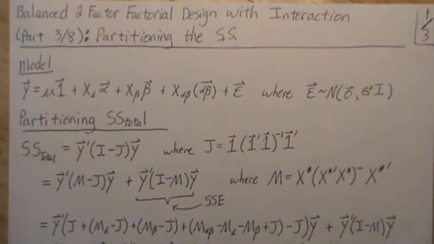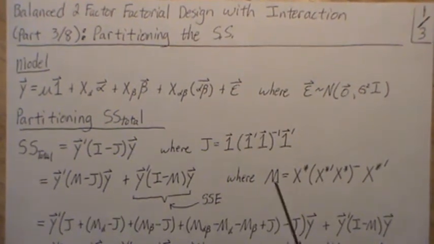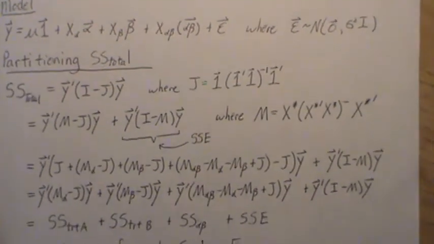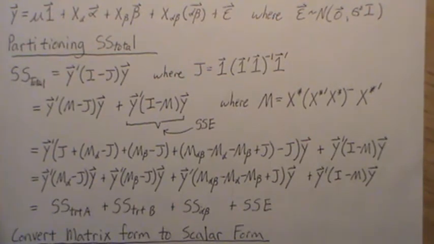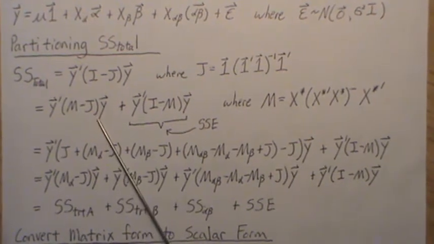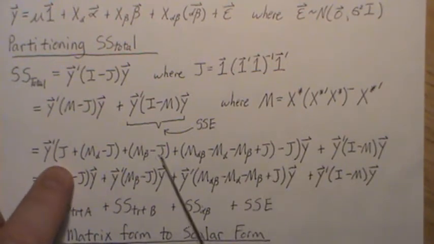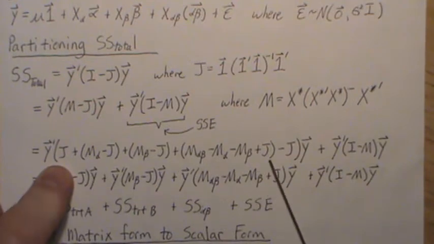Now we take M and we develop the structure of M, this perpendicular projection matrix, in part 2. And that's what we do here. Now, let's look at it. So this minus J is right here. And then what's left over is the structure of M. And I'm going to point you to part 2 for more details.